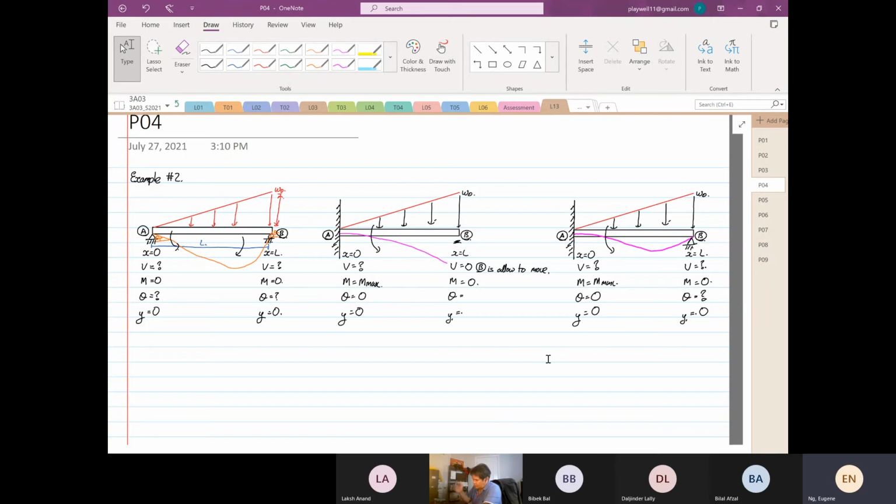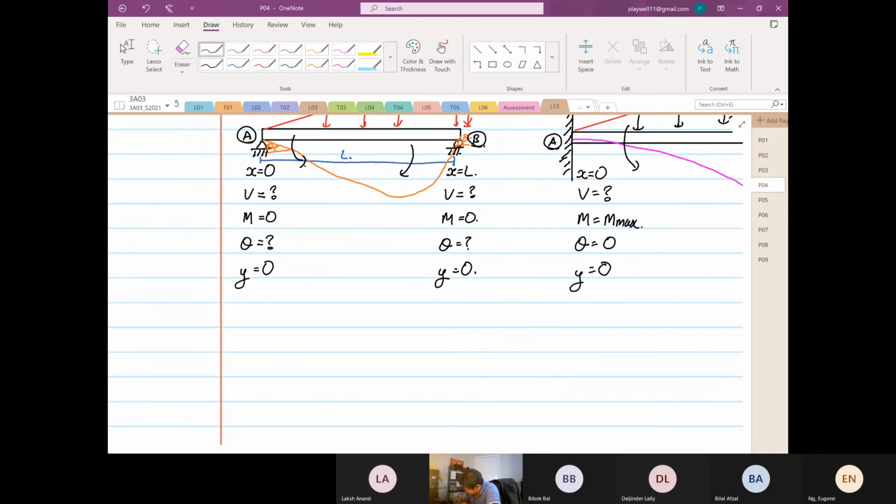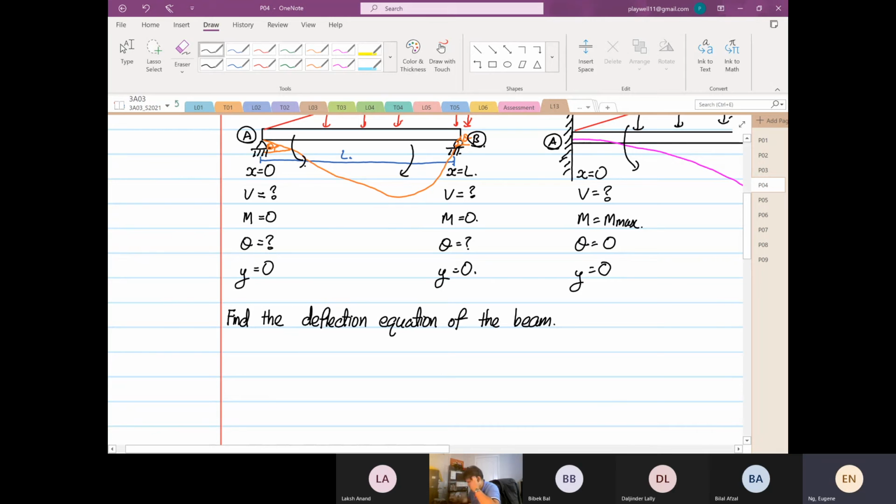Okay, we're going to work on this example over here. Before the break, I showed you how the boundary condition changes. So we're going to find the deflection equation of the beam. Okay, so we find the deflection now.